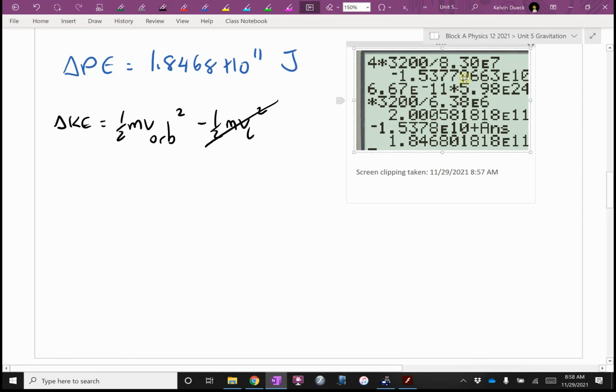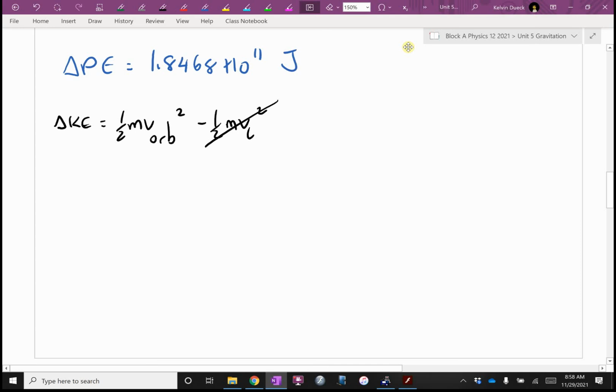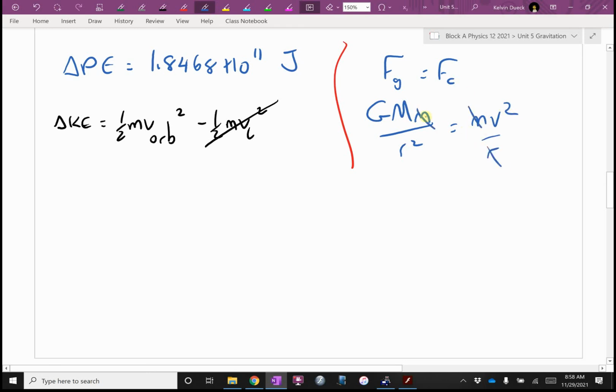I'm going to need this room after all, because I need to say over here, gravity is what's pulling me in a circle. Big G, big M, little m over r squared equals m v squared over r. One of the r's cancels, one of the little m's cancels. That's v squared. So I can say the change in kinetic energy is going to be a half little m, big G, big M over r.